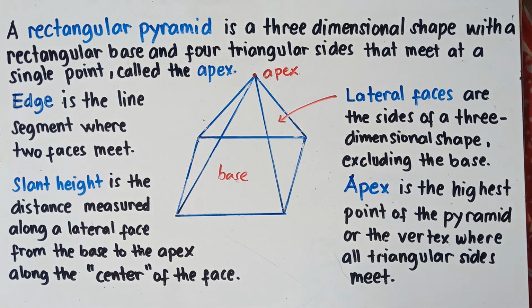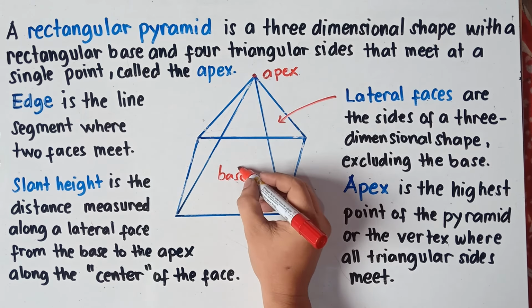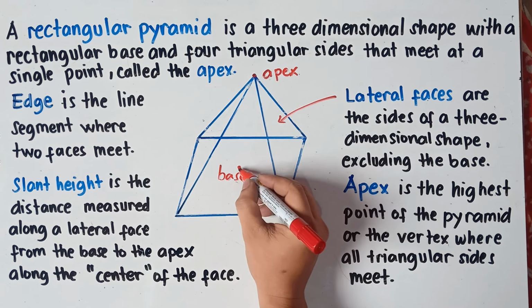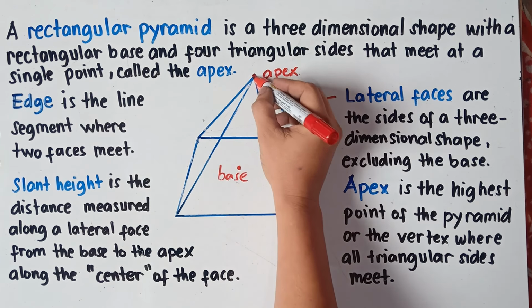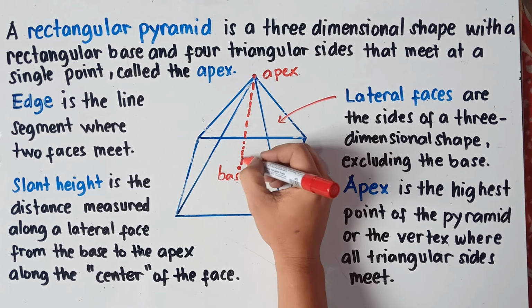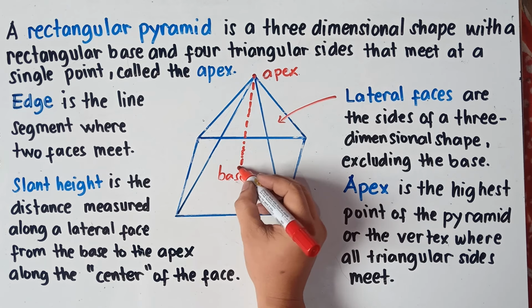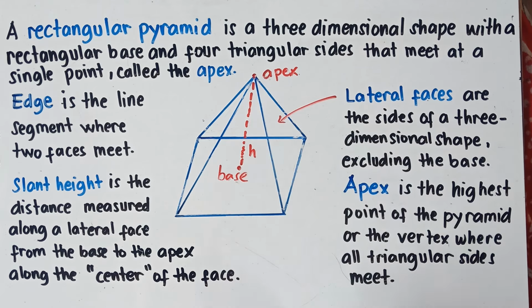Now for the height of this given pyramid, class, the height is the distance from the apex to the center part of the base. Once again, the center part of the base, this rectangle, and then up to the apex, is what we call the height. So this is the height of the pyramid, from the center of the base going to the apex.